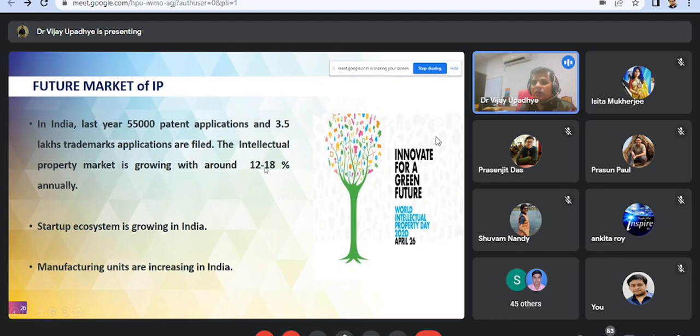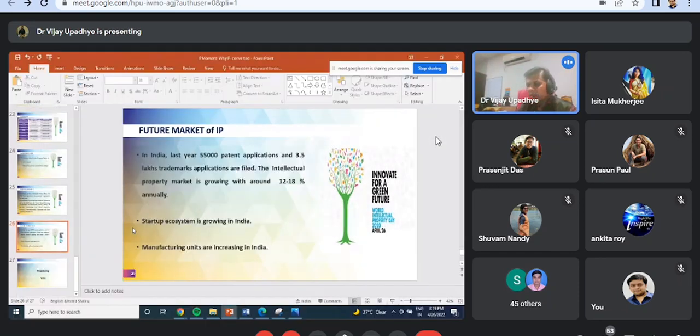This rate is poor. Our IPR contribution should be more than 60, 70%. That's why all the young brains are important, and the startup ecosystem is growing. So there is a positive remark there.